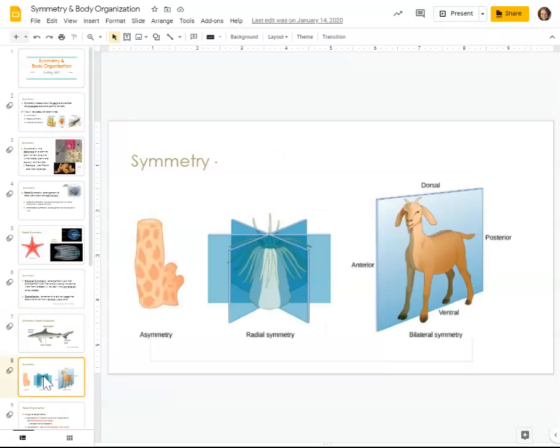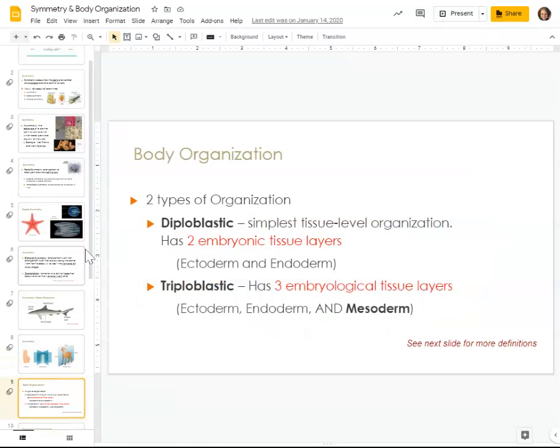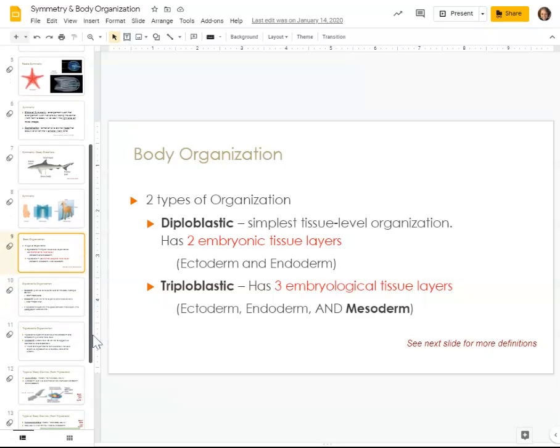All right, so symmetry, I guess this probably should have been above. In general, right, things are asymmetrical like sponges, radial symmetry like round organisms, or bilateral symmetry when they have a definite left and a right. All right, the next part gets a little complicated. So just fill in here what is in the red words on your note sheet.